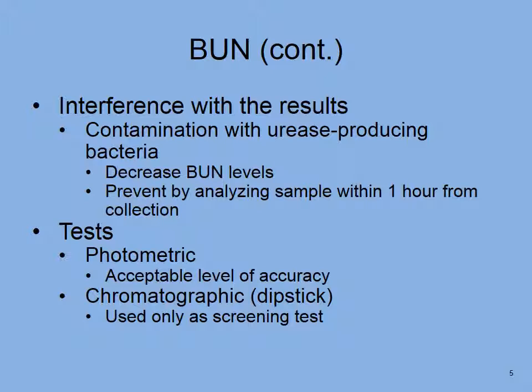There's a couple of different kinds of tests. One's a photometric test. It has an acceptable level of accuracy. And then there's a chromatographic or dipstick tests that we can use, that we often do use for blood if we're just looking for BUN. And that is a screening test.